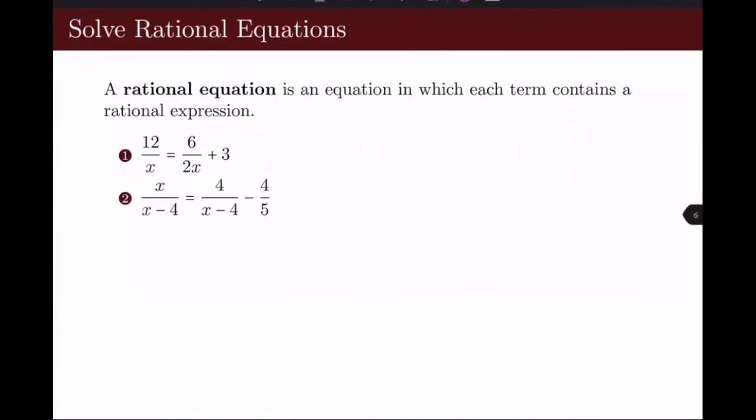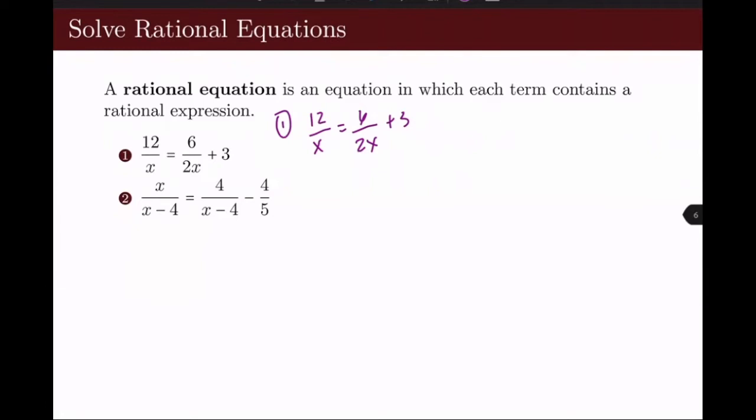Let's move on. A rational equation is an equation in which each term contains a rational expression. So these are the two examples, a rational expression being these fractions. So let's talk about how to solve these. For number 1, I'll do that one up here. We have 12 over x equals 6 over 2x plus 3. Now, each of my fractions has an x in it, so if I wanted to clear the fractions, I could multiply by x. However, I also need to think about this little 2 right here. So I'm actually going to multiply all of my terms by 2x.